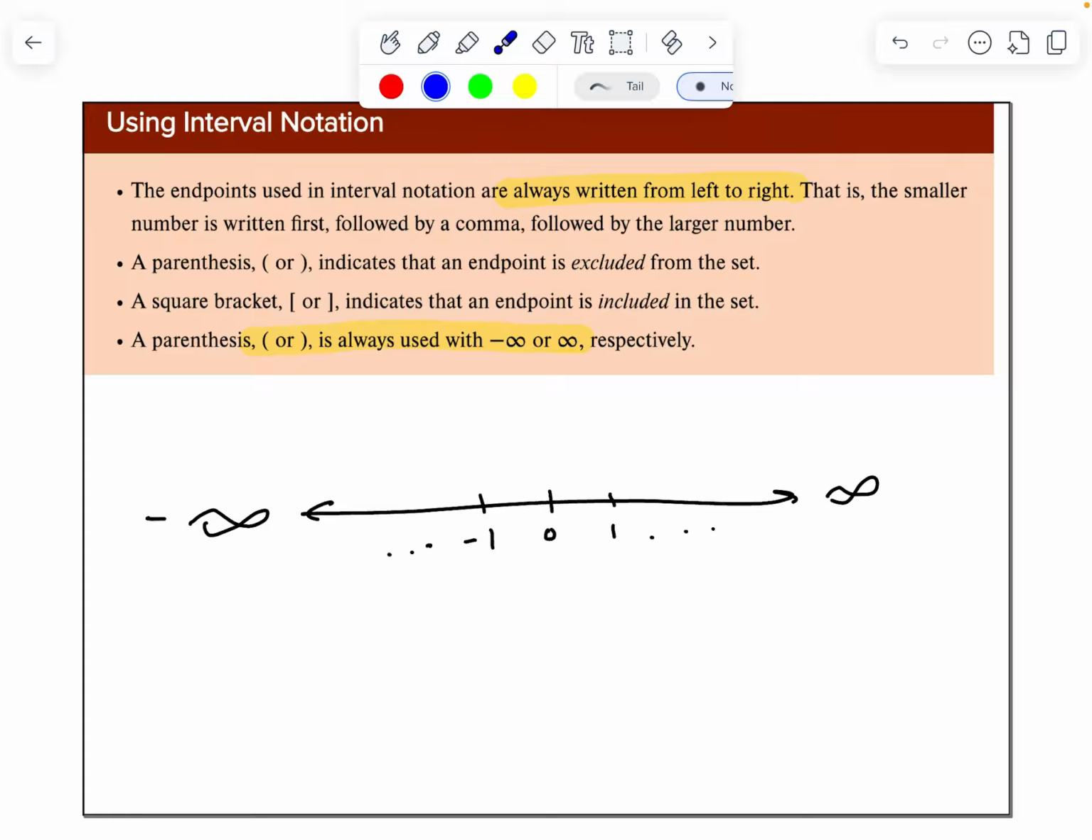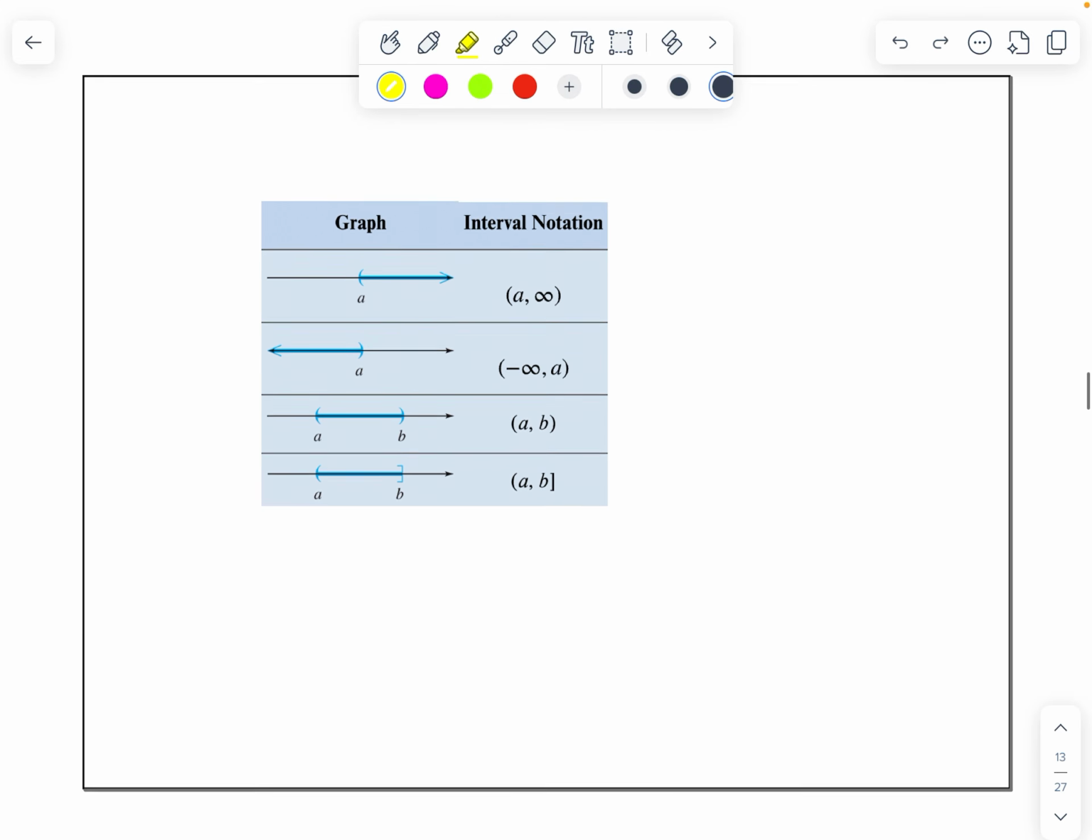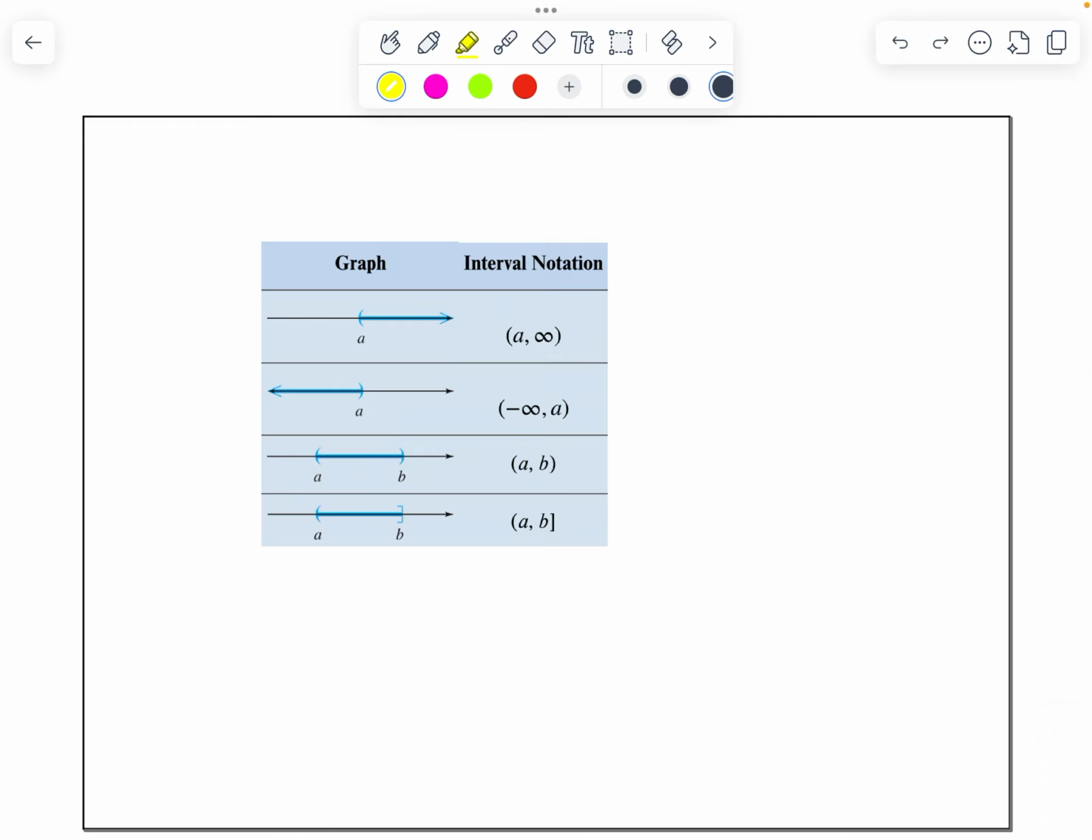Also, I mentioned this on the last one. Your interval notation, regardless of where it is, is always going to be written from left to right. Looking at these as an example, this one's shaded from A to infinity. This one's shaded from negative infinity to A. This one's shaded from A to B, reading left to right. And the final one is shaded from A to B. Notice the parentheses and the brackets match up. This is your interval notation solution. The parentheses and brackets match up with what is on the graph. That's why I was saying earlier, for all these questions, it's easiest to graph it first if you can.